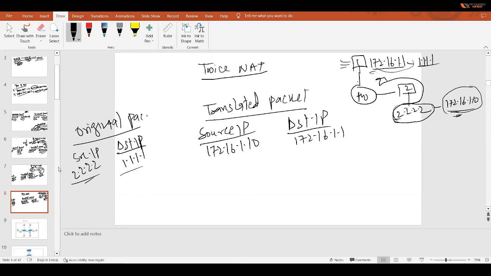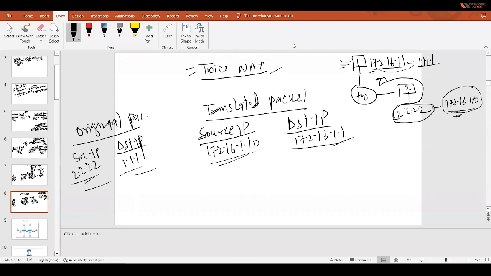So where your source is also NATing and your destination IP is also NATing, these kinds of scenarios are called twice NAT. How the NAT would be done, I will explain just after that. Just understand the scenarios. What is source NAT, we understood. What is destination NAT, we understood. What is twice NAT, where the source is also NATing and destination is also NATing. Those kinds of scenarios are called twice NAT.